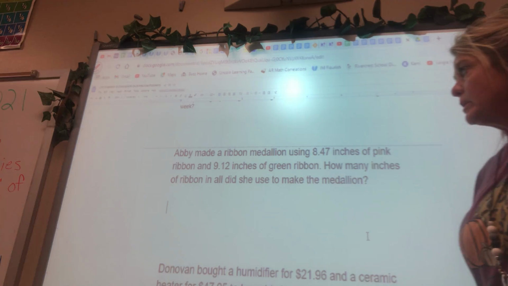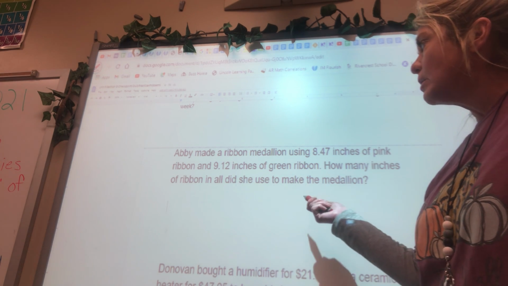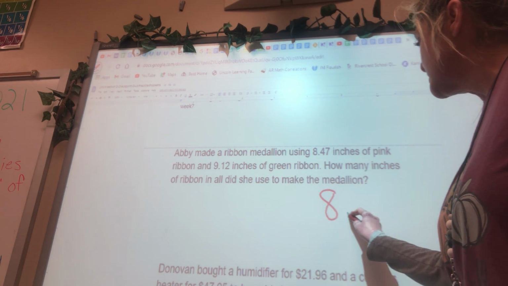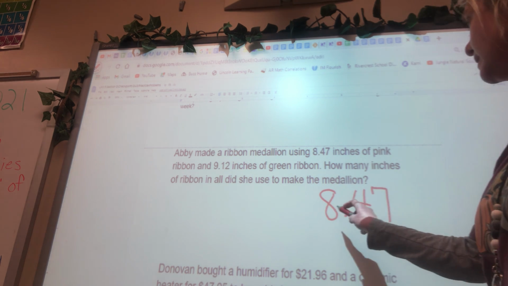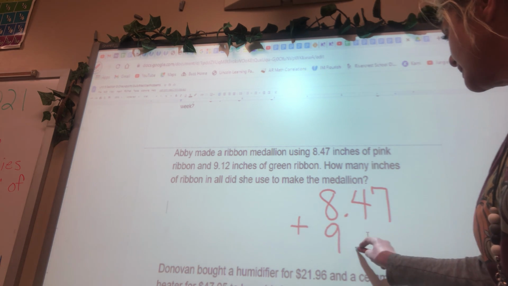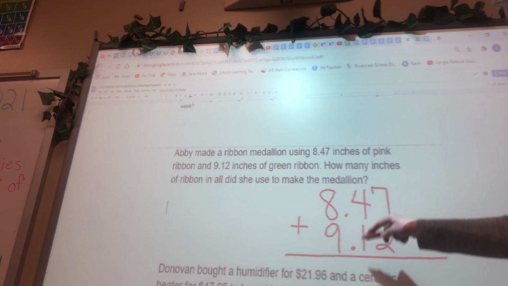Okay, it says, Abby made a ribbon medallion using 8.47 inches of pink ribbon and 9.12 inches of green ribbon. How many inches of ribbon in all did she use to make the medallion? Well, this one, we know if it says how many did she use in all, then we must be adding those. So it said we have 8.47, which we know is 8 and 47/100, plus 9 and 12/100. We would bring that decimal on down.